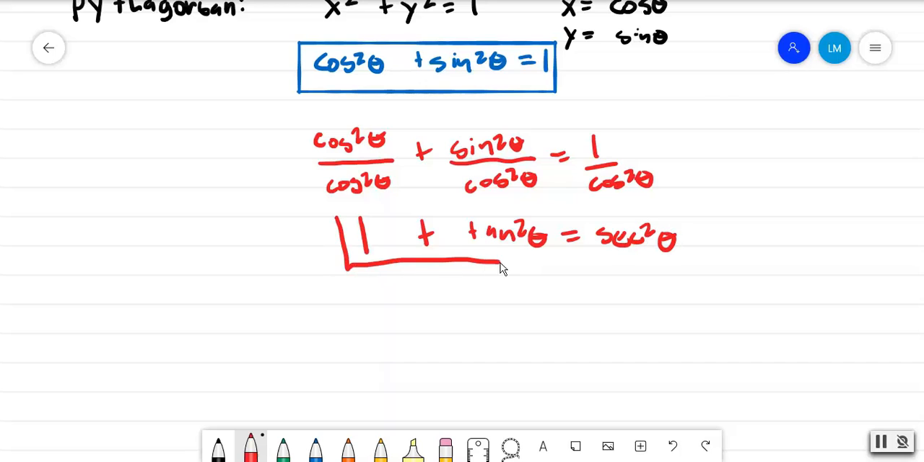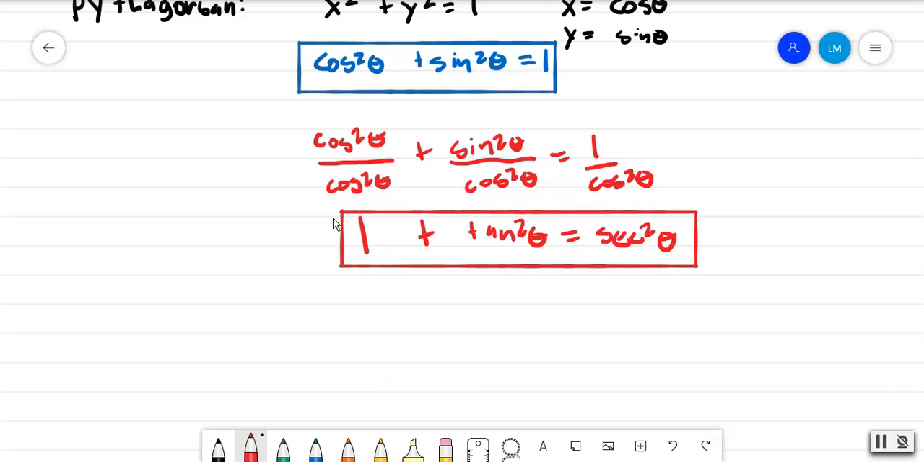Now, keep in mind that you already have the first identity up over here, so this is the second one. Okay, so if I wanted to solve for tangent, I can do that, or if I want to solve for secant, I can also do that.